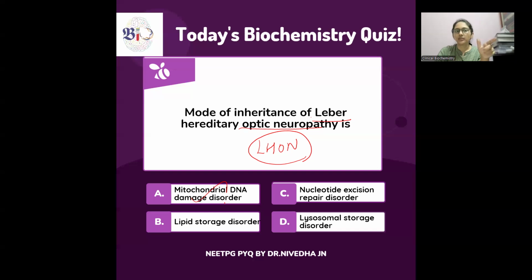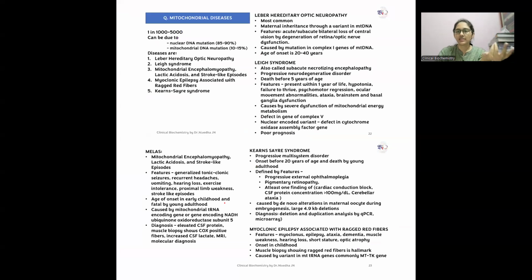As pertaining to this question, Leber hereditary optic neuropathy is a mitochondrial DNA damage disorder. What you should know about is the different mitochondrial diseases. One can be this Leber hereditary optic neuropathy. You have Leigh syndrome. You have MELAS. The abbreviation itself says: ME is for mitochondrial encephalomyopathy, LA for lactic acidosis, S for stroke-like episodes. And then you have myoclonic epilepsy associated with ragged red fibers, then Kearns-Sayre syndrome.